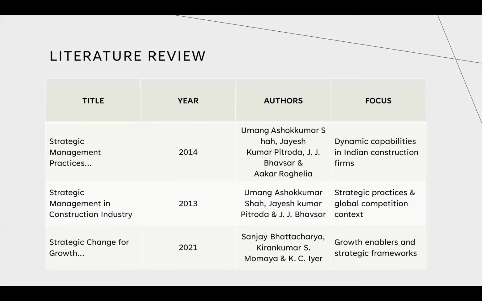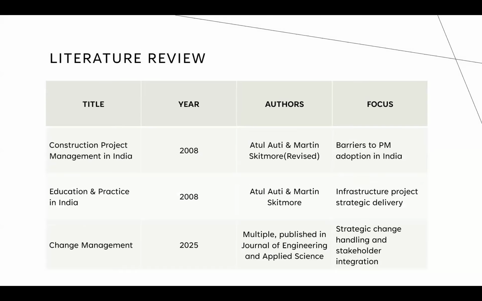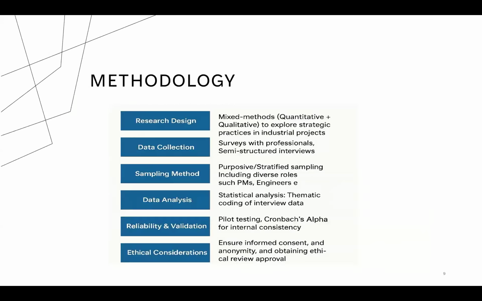Here is some of the literature I have used for this review paper: strategic management practices 2001, strategic management in the construction industry, strategic change for growth 2021, construction project management in India 2008, education and practice in India 2008, change management 2025. Here's the methodology: research design, data collection, sampling method, data analysis, reliability and validation, and ethical considerations.